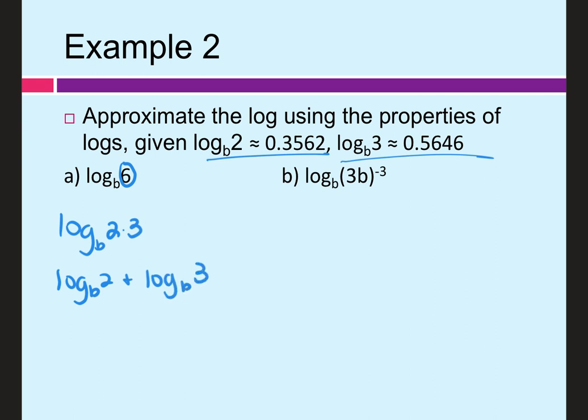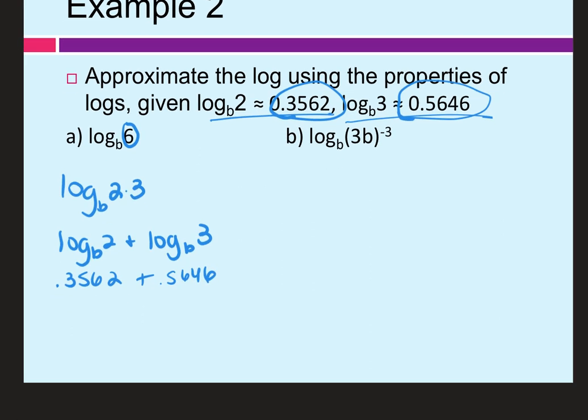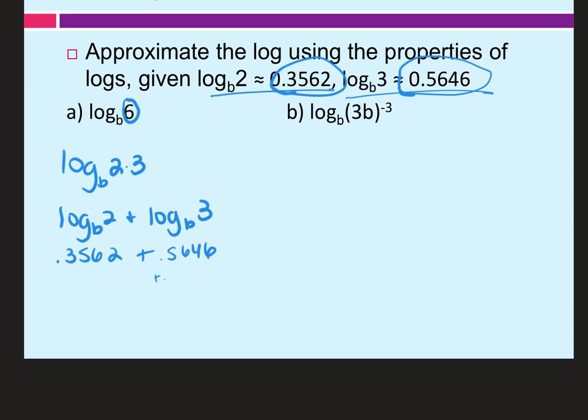And now I know log base b of 2 is 0.3562 and log base b of 3 is 0.5646. And I literally add them. And I get 0.9208.